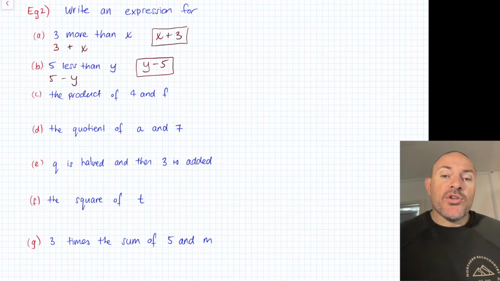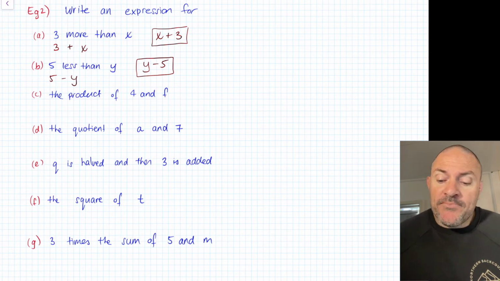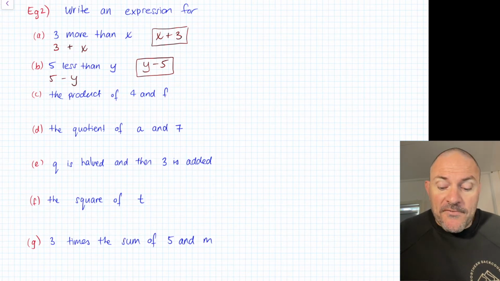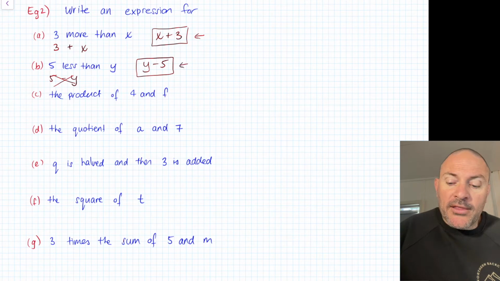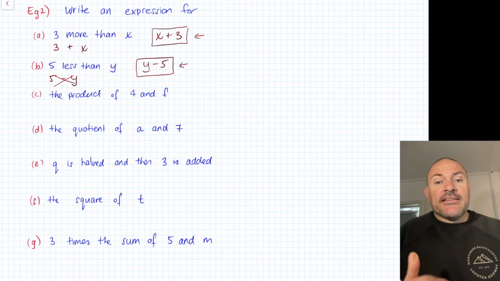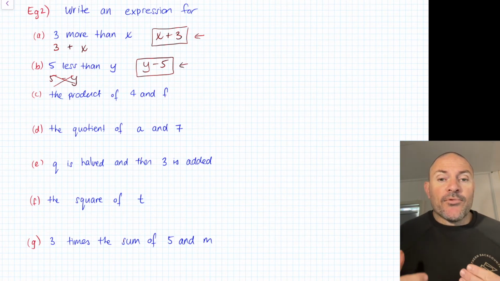Because think about your y being that 20 that we spoke about. 20 minus 5 makes 15. We get that. But what's 5 minus 20? Well, that's negative 15, and that's a different number. So we can't say that way. That's why I like putting the letter first in these instances so you don't get them wrong.